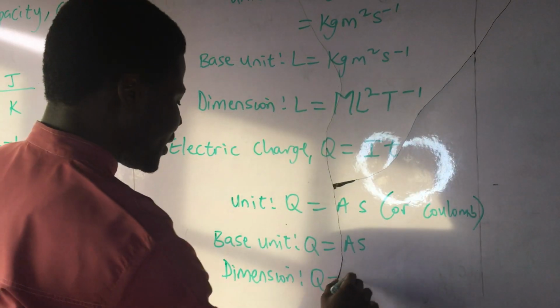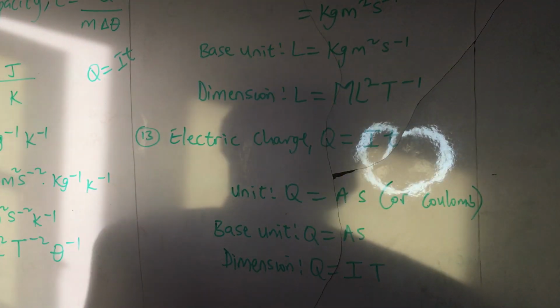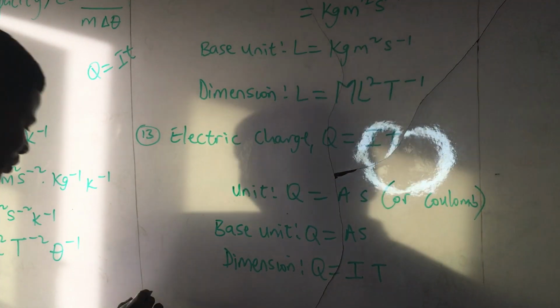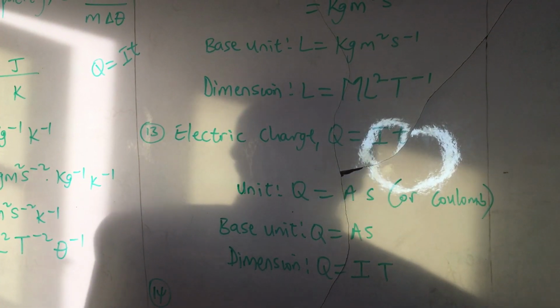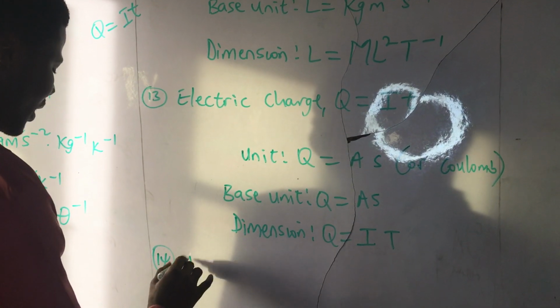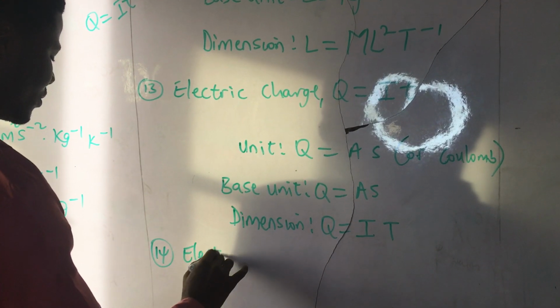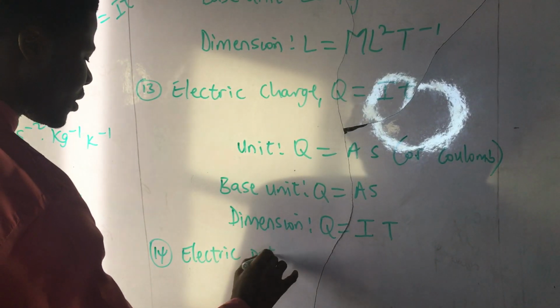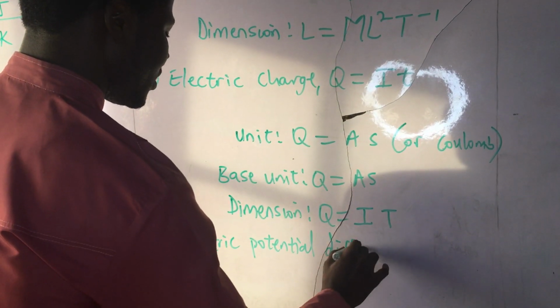Dimension of ampere is capital letter I, time capital letter T. Okay? Let's look at another one. Let's look at potential difference. Electric potential difference.